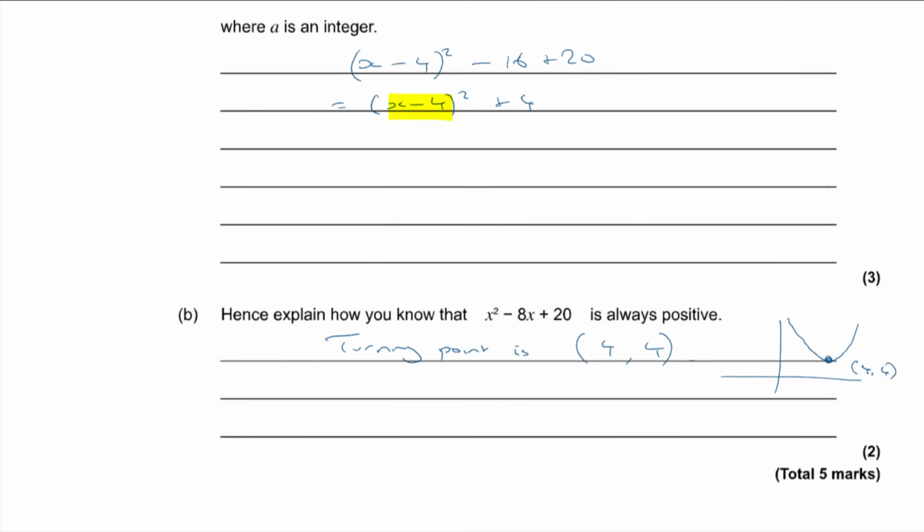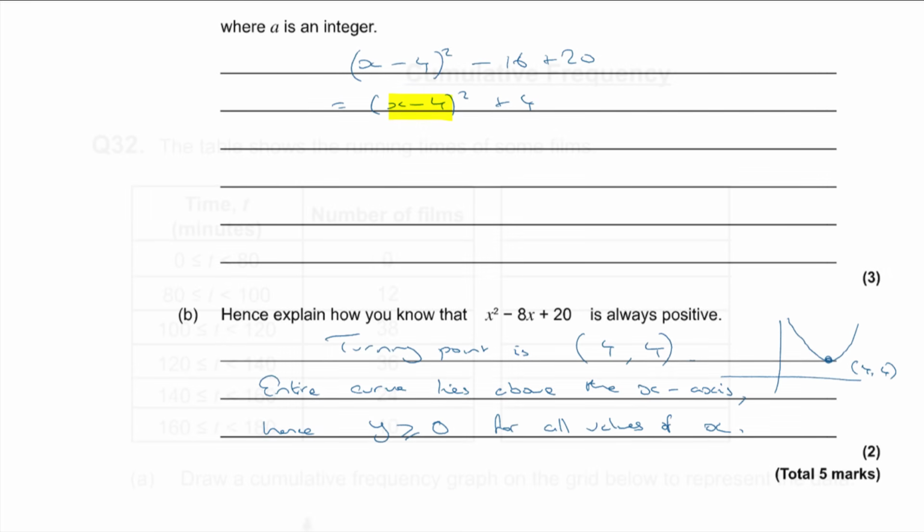So we can say that the entire curve lies above the x-axis, hence y is greater than or equal to 0 for all values of x.